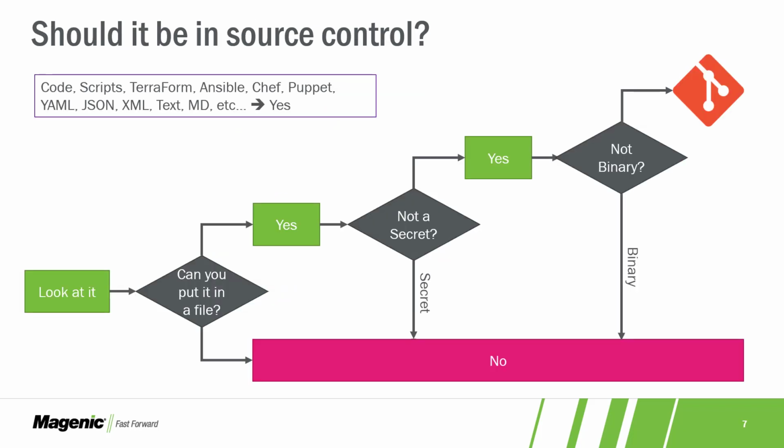So the next question I hear all the time is, should it be in source control, right? So the bottom line is, if you can put it in a file and it's not a secret and it's not binary, it should go into Git. And if it's not possible to put it in a file, then it shouldn't go into Git. And if it's a secret, it should go into your secrets management system. And I've done a couple of videos on these, but I like HashiCorp Vault, although there are lots of other good ones. The last thing is binaries, and where should they go?